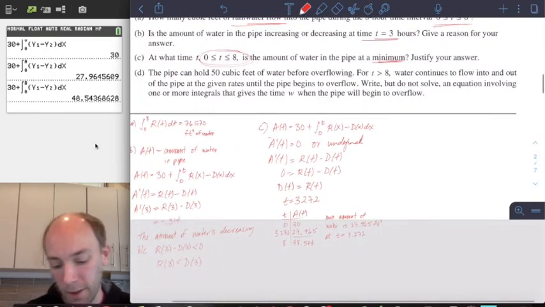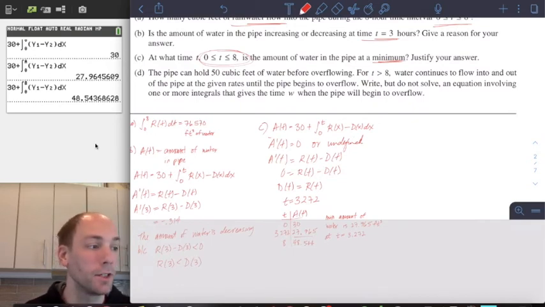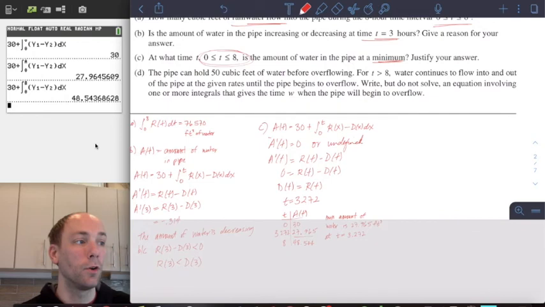All right, part D. The pipe can hold 50 cubic feet of water before overflowing. For t greater than 8, water continues to flow into and out of the pipe at the given rates until the pipe begins to overflow. Write but do not solve an equation involving one or more integrals that gives the time w when the pipe will begin to overflow.